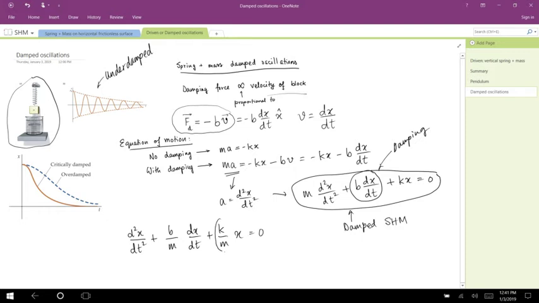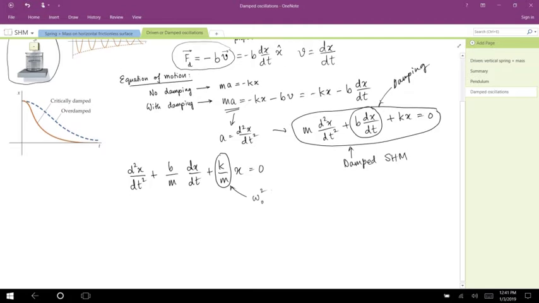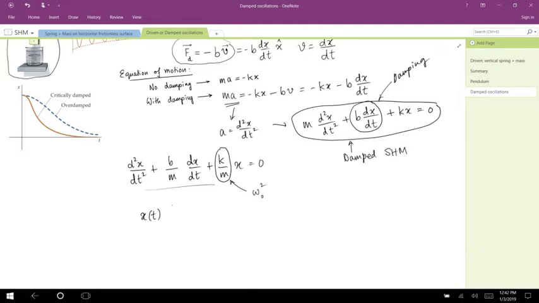And then remember this k over m, which was our omega squared in the undamped situation, right? So we will call that omega 0, and particularly this is omega 0 squared. So position as a function of time takes the form x of t is equal to A0 e to the negative b over 2m times t multiplied by cosine of omega t plus delta.